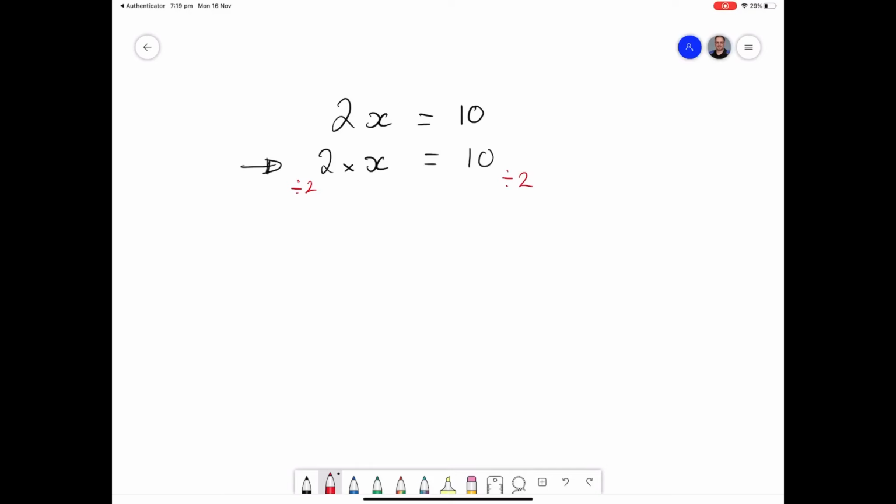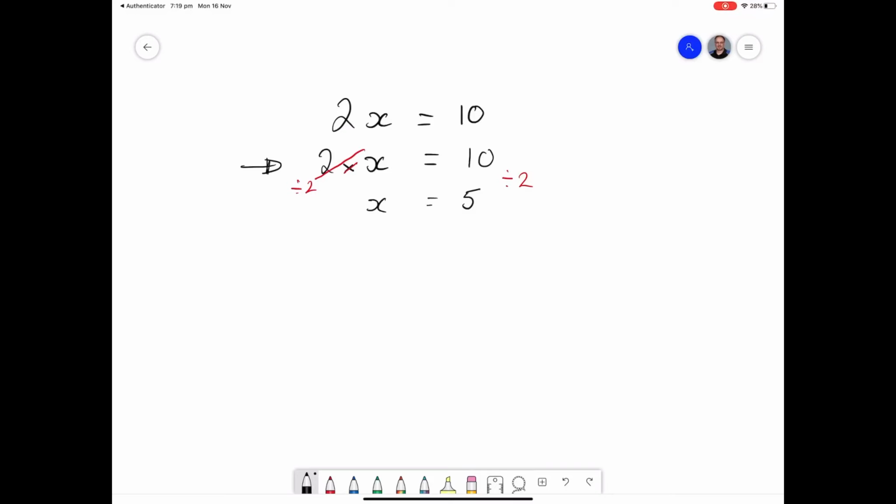Okay, the divide by 2 on the left-hand side essentially has the effect of cancelling this out. So we end up with just the x being left on this side. And of course, on the right-hand side, 10 divided by 2 becomes 5. So we have our x value now that we know is equal to 5.